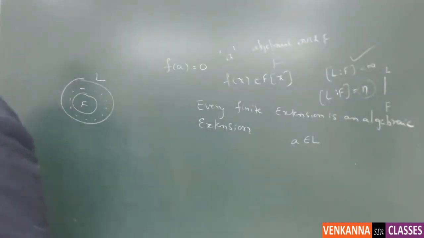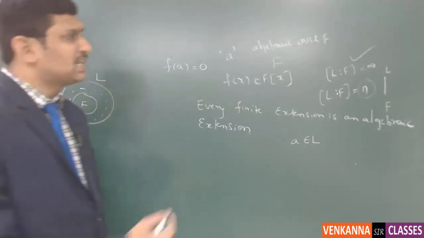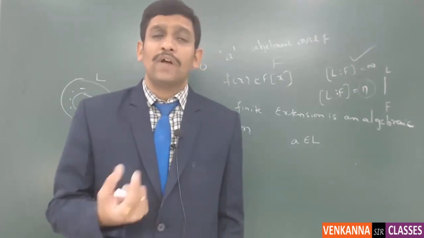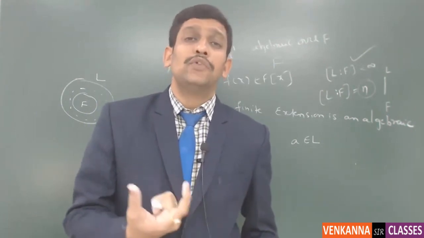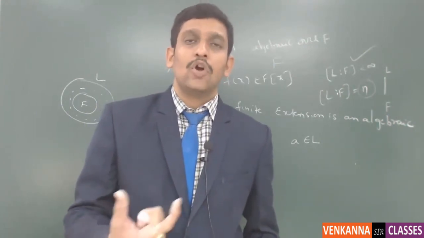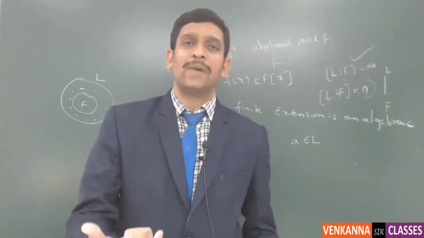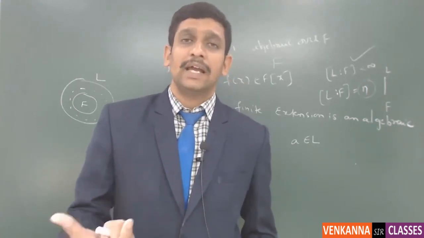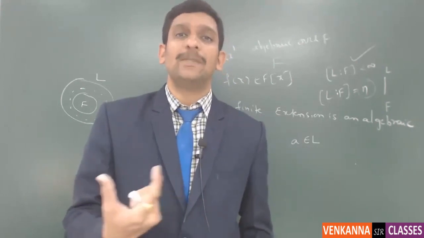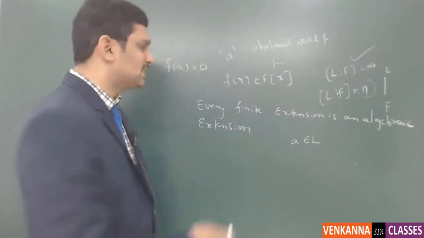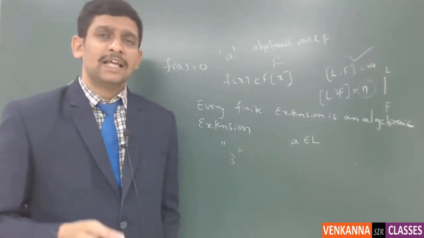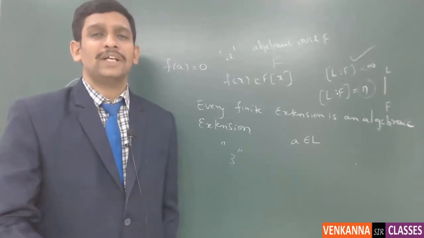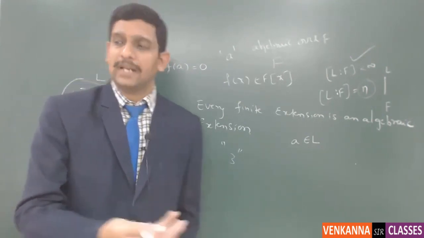A is an element belonging to L. Now, if you understand the definition of basis, whenever you specify that this is the basis, then if you take any set with more than the number of elements of the basis, it will become linearly dependent. Let me say the basis contains 3 elements. Now, if you take any set having more than 3 elements, then it will become linearly dependent.